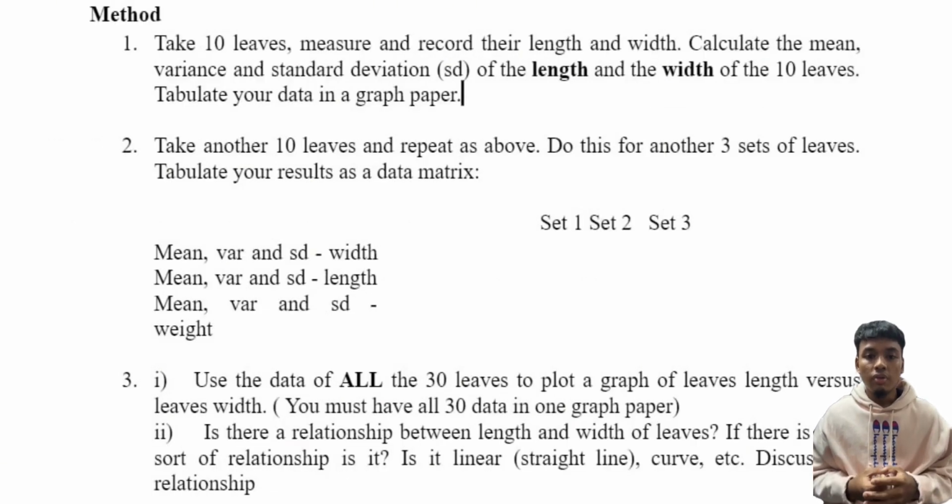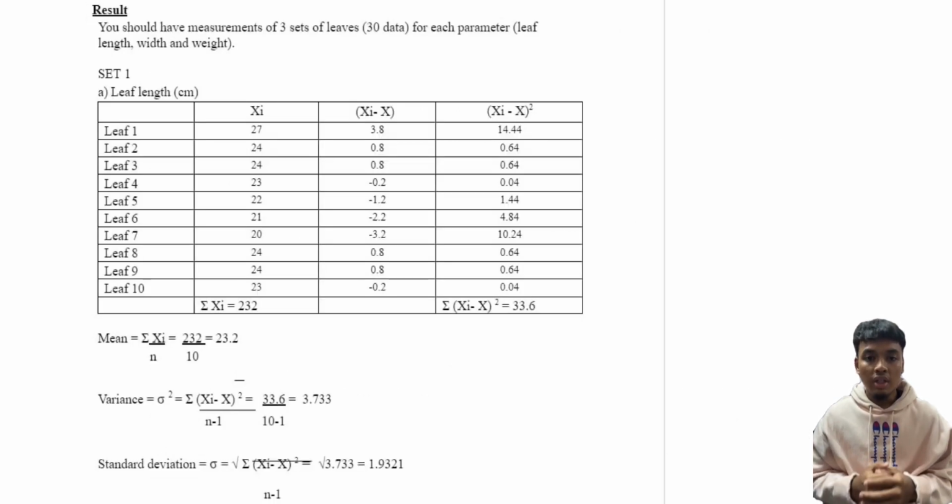The method involves measuring the length and width of 10 leaves in 5 sets, calculating the mean, variance and standard deviation for each set. A data matrix is created with these statistics. A scatter plot is then constructed using all the leaf measurements to analyze the relationship between length and width. Then, I will describe the outcome of practical 1 using 3 sets of leaves.